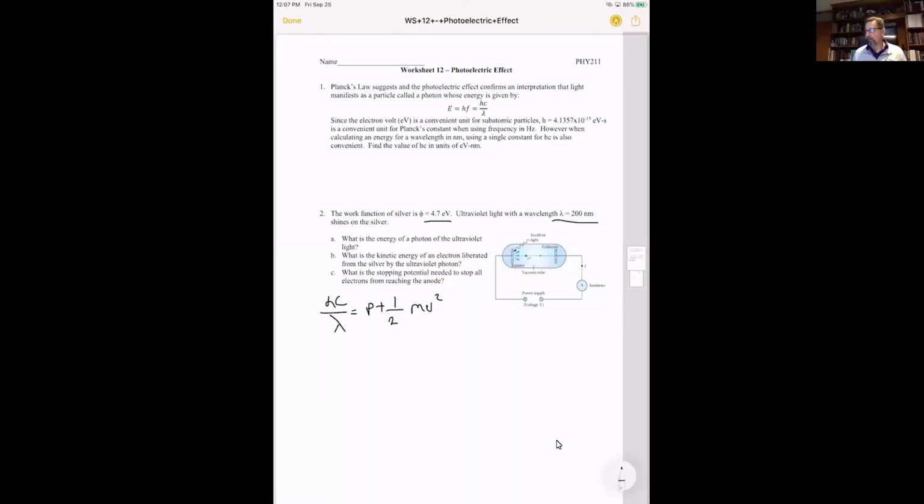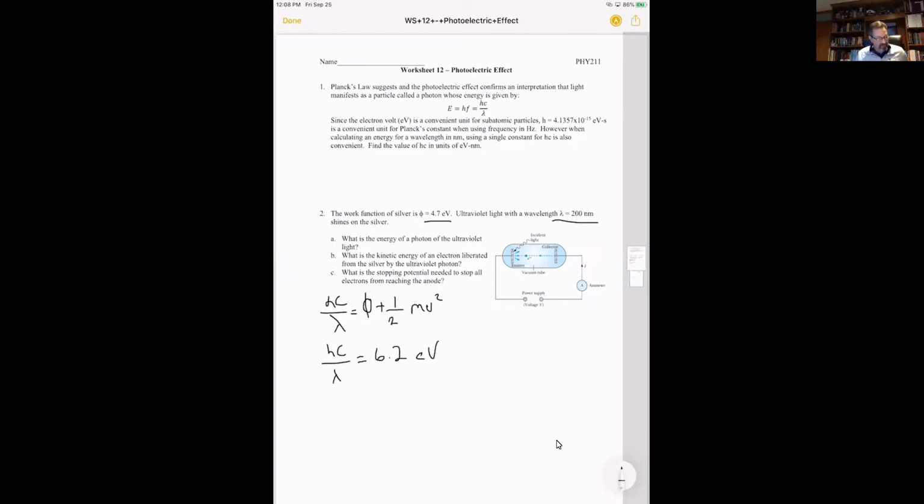Hey, look at that. It's working now. Okay, what do you mean by P right there? Oh, work function, phi, gotcha, okay. I think hc by lambda comes up to like 6.2. Exactly, yes. Volts. So hc over lambda is 6.2 electron volts. So that is equal to 4.7 plus the kinetic energy of the fastest electron, and we just subtract the two. Exactly. Isn't this easy?